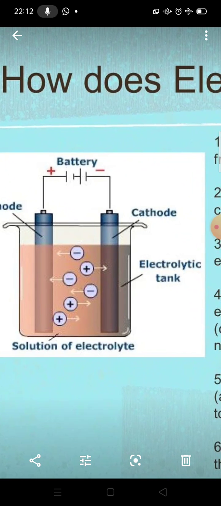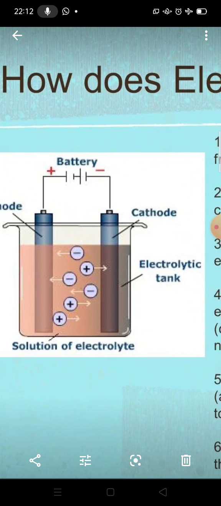Electrolysis is also used in the purification of impure metal. This is a very important application of electrolysis. The purification of impure metal is known as electrorefining. In the next lecture we will discuss both processes, what electroplating is and what the process of electrorefining is.